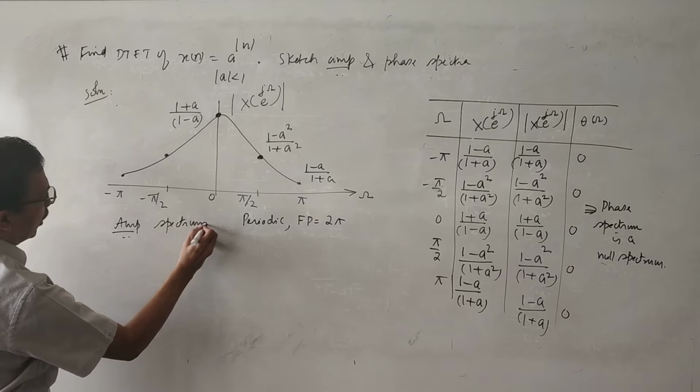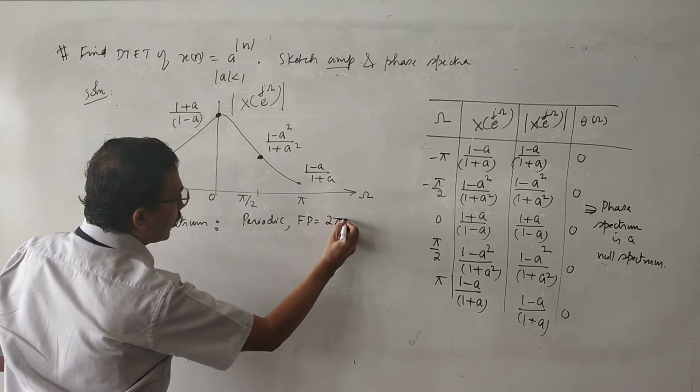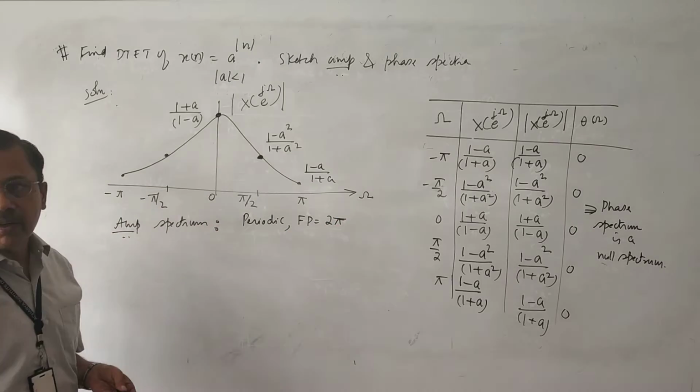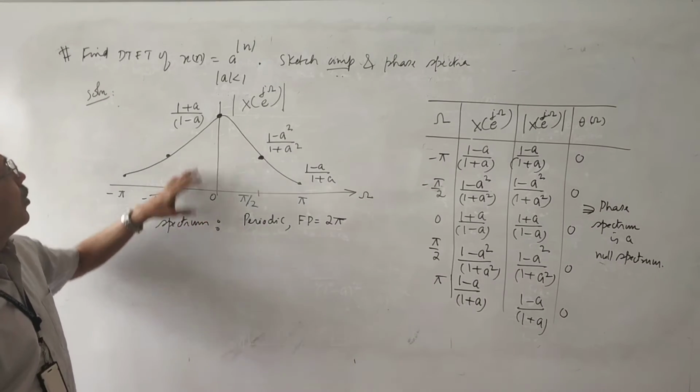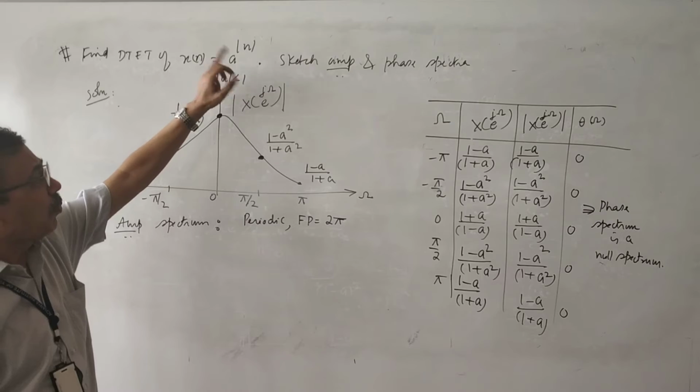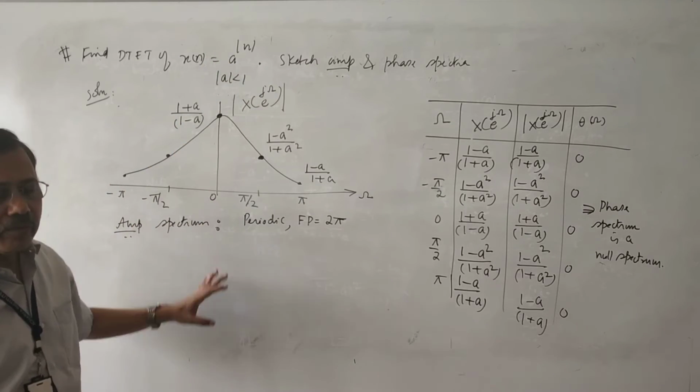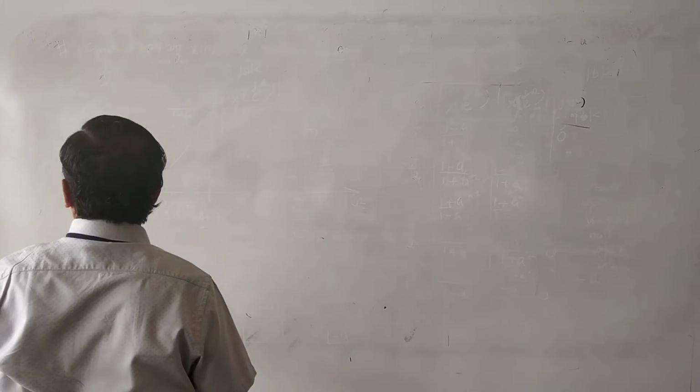Phase spectrum is a null spectrum. This is how this problem, x of n equal to a to the power mod n, is solved. Very important problem, concentrate. Next problem.